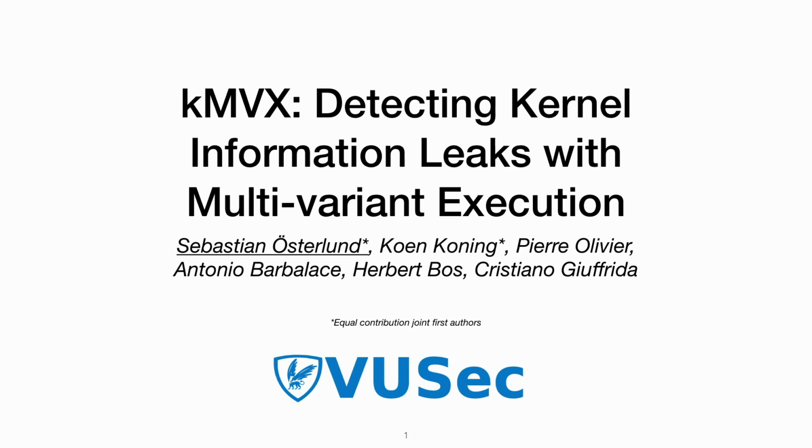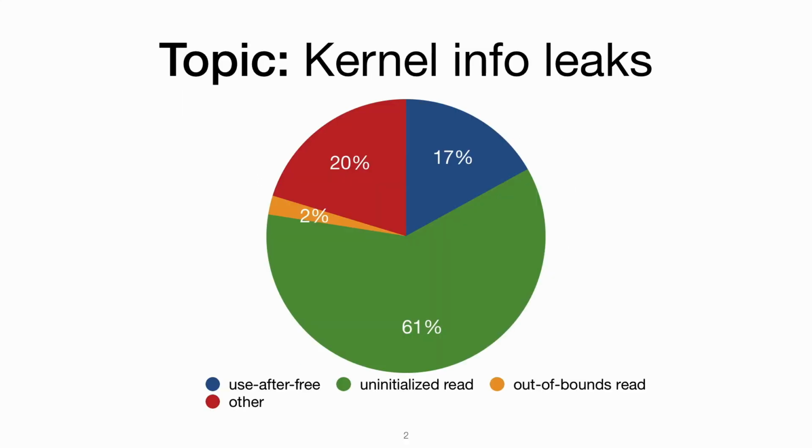Operating system kernel info leaks are a major security issue. By exploiting info leaks, an attacker can leak sensitive data such as crypto keys or circumvent defenses such as kernel address space layout randomization. We present kMVX, a multivariate execution-based approach to prevent info leaks in the operating system kernel.